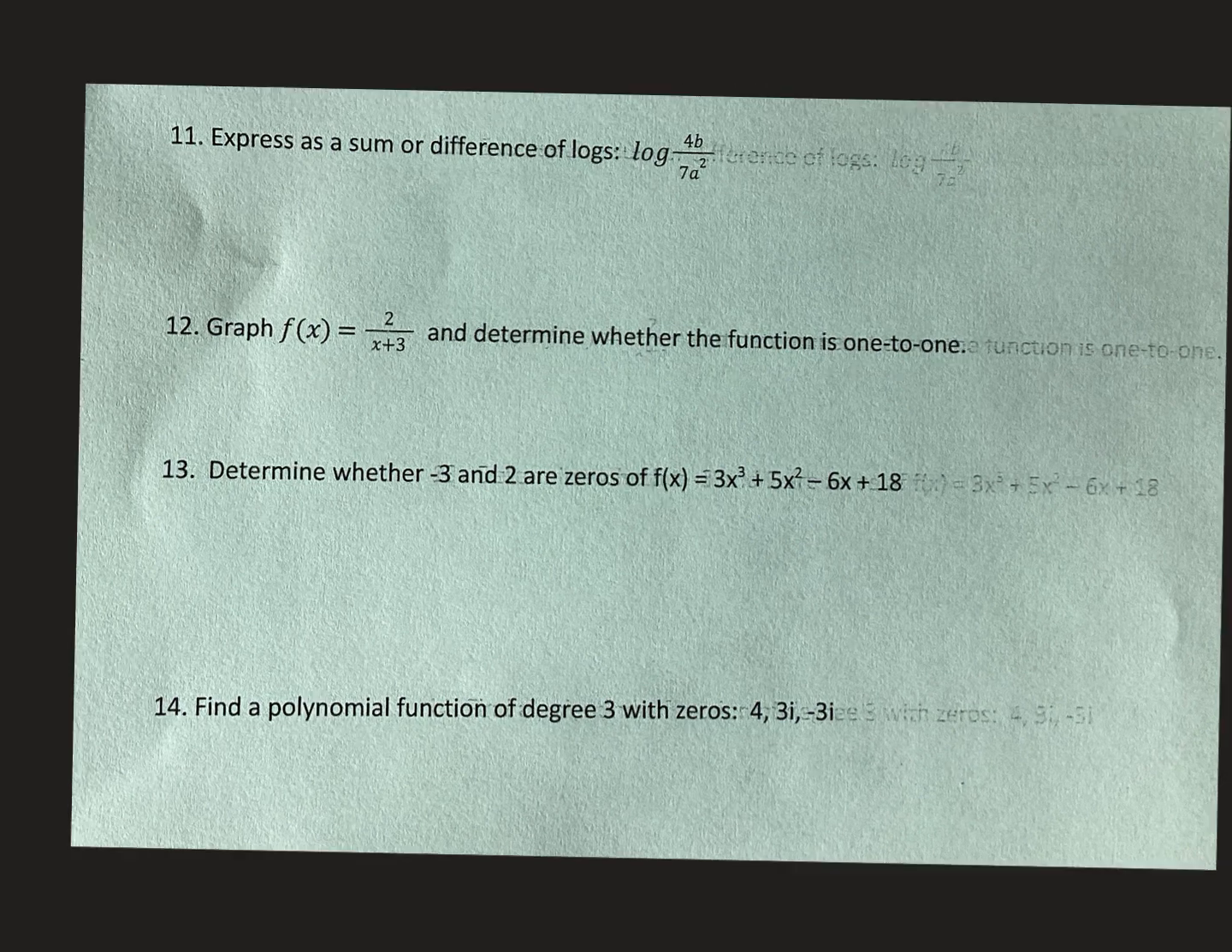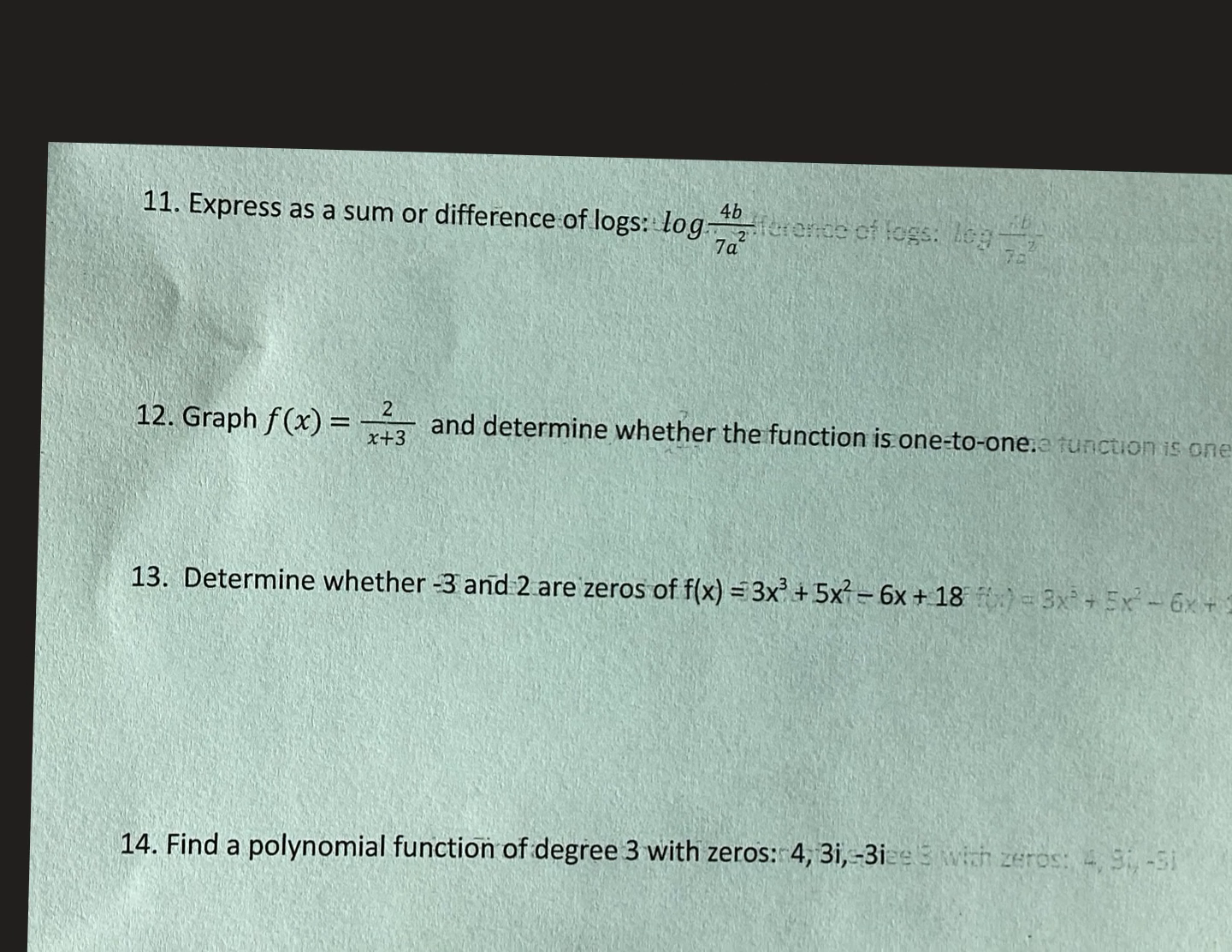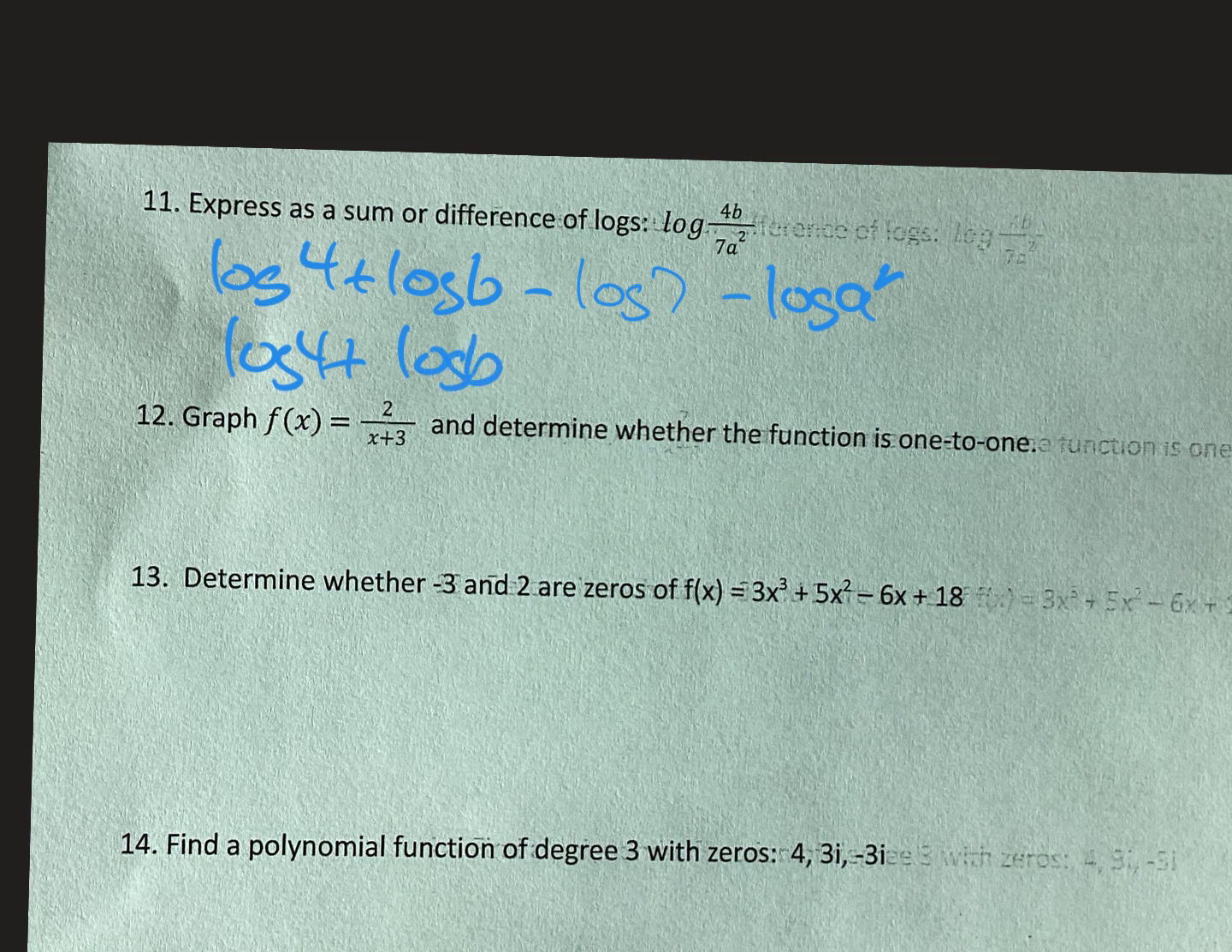All right, number 11, expresses sum or difference of logs. So first of all, there's 4 things. I see a 4, a b, a 7, and an a squared. So you have to have 4 different logs. The logs that are in my numerator will be positive. The logs in my denominator will be negative, like log 7 and log a squared. However, don't forget that with a squared, the exponents always go in the front. So I'm going to put that 2 in the front of the log a. And that's it.